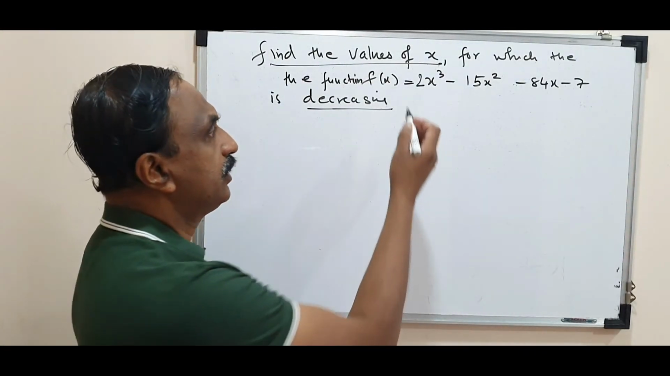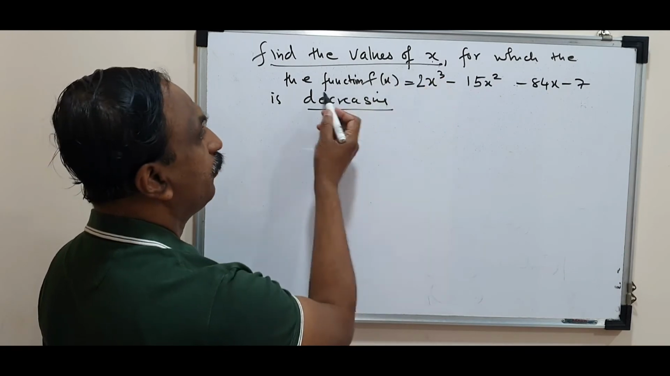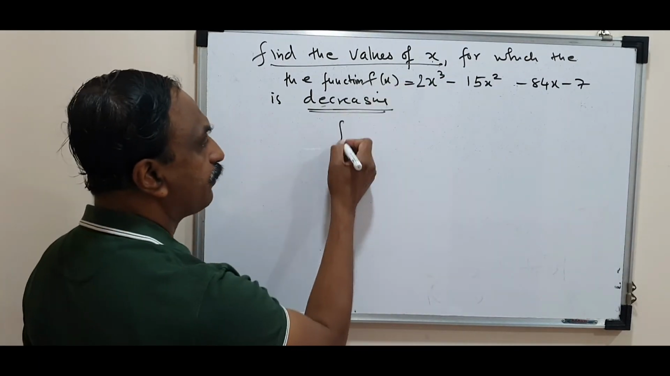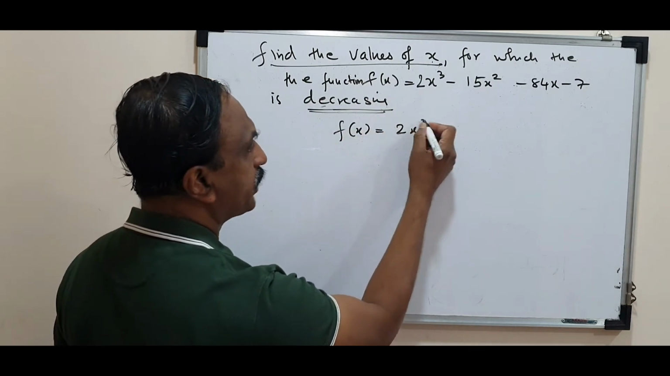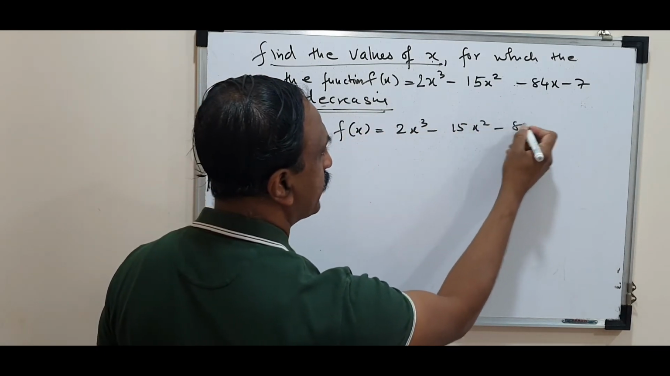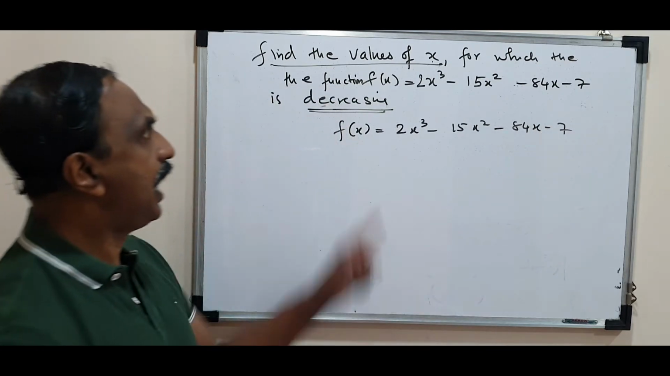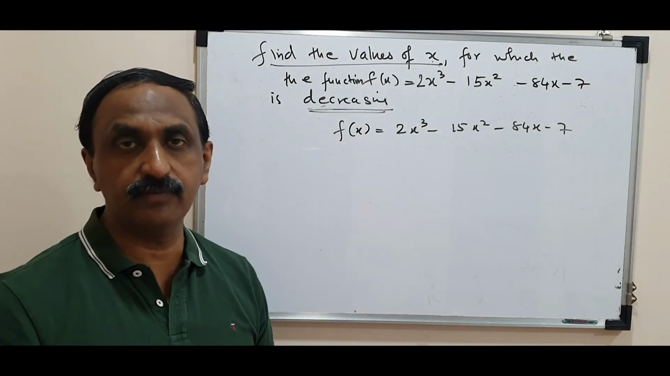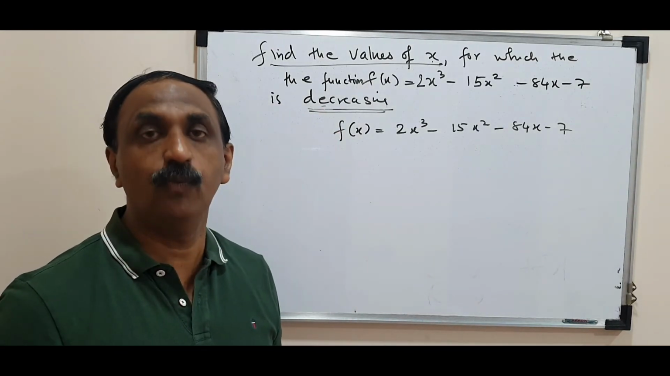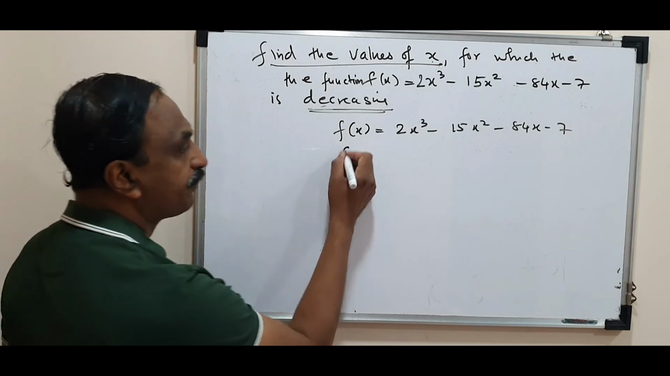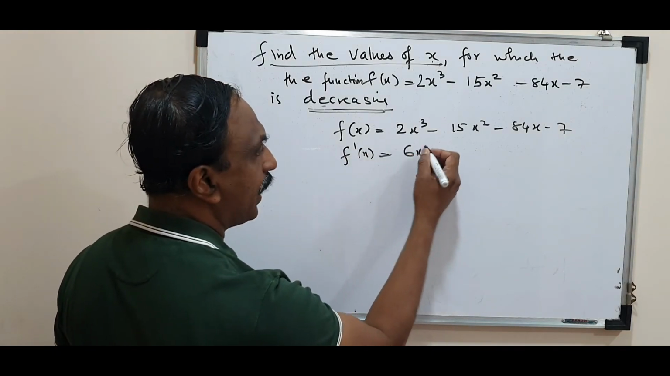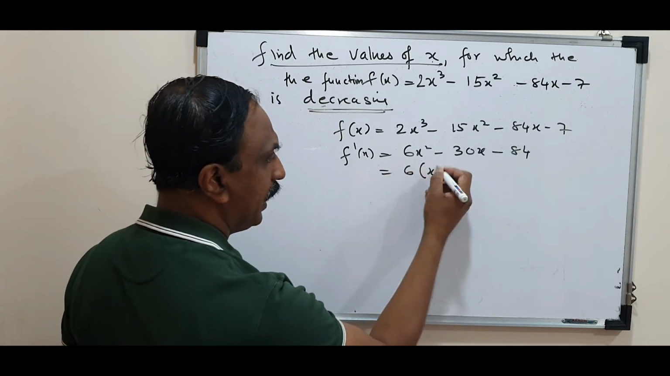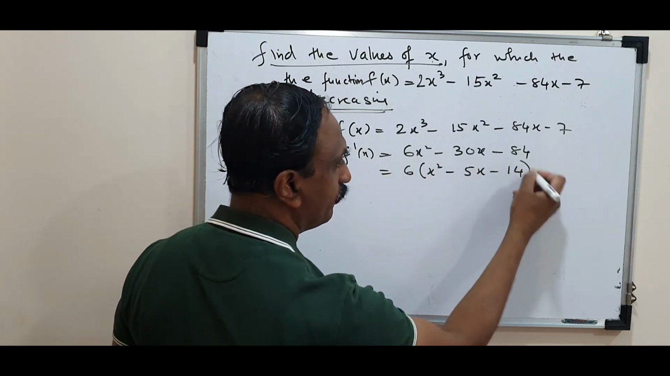Now we need to find the values of x for which this function is decreasing. So I'll take the function f of x is 2x cubed minus 15x squared minus 84x minus 7. I need to check where the function is decreasing. So I need to check where the derivative is negative. So the word decreasing can be replaced by where the derivative becomes negative. So f dash of x became 6x squared minus 30x minus 84. If I take 6 common, x squared minus 5x minus 14.